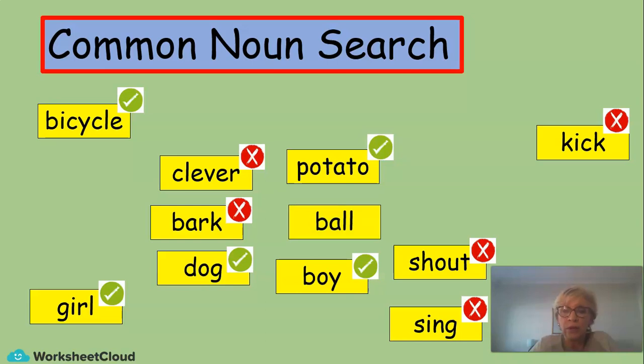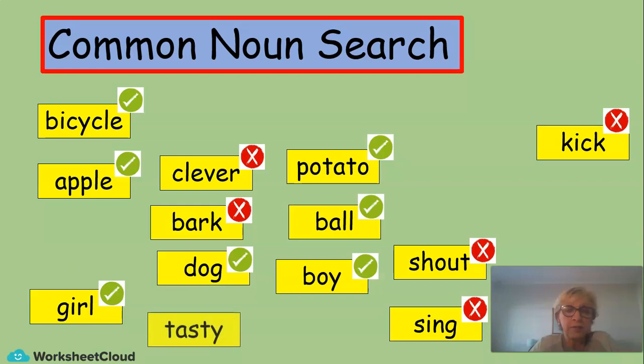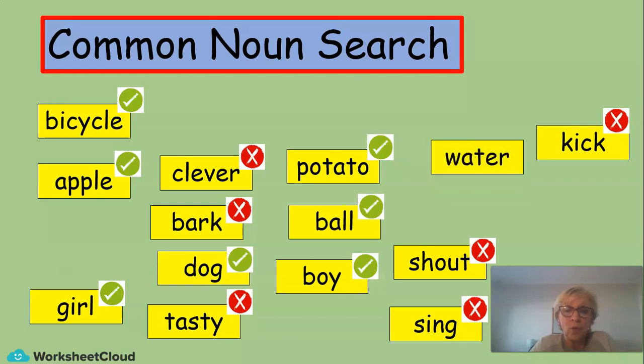A ball, yes, you can pick up a ball, that's definitely a naming word or a common noun. Apple, yes, you can pick an apple up too, and that is the name of something as well, so it is a common noun. Tasty, well, that tells you a little bit about how the apple tastes. It's tasty, but it is a describing word, not a common noun. Water, I can see water, I can drink water, I can touch and feel it. Yes, it's a common noun, a naming word. Happy, lovely word, and we all hopefully are happy, but it's a describing word. A happy little boy ran down the hill.